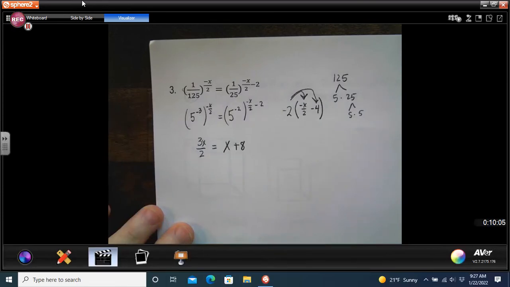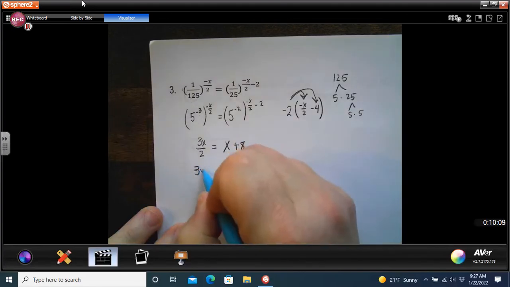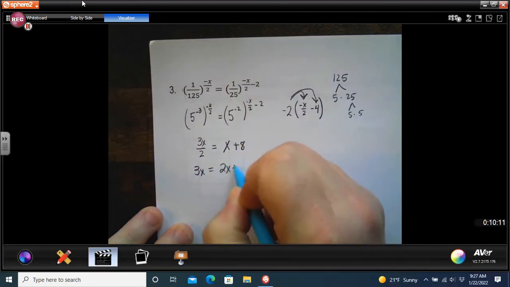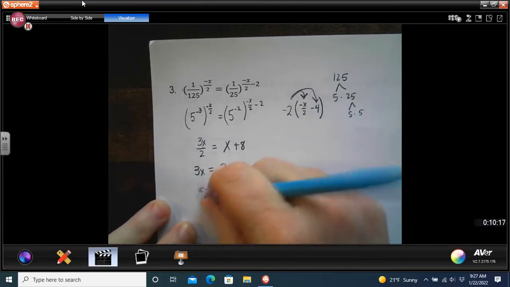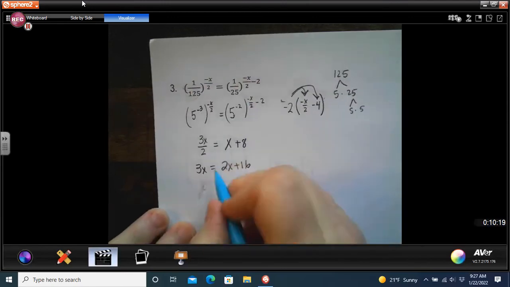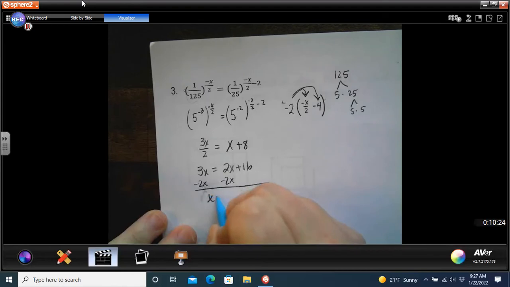And now I would multiply everything by 2 to get rid of that fraction. So 3x equals 2x plus 16, and x is, sorry, I went a little fast there. Subtract 2x from both sides, and x is 16. Okay?